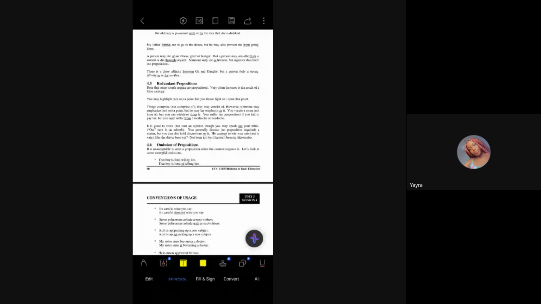Mostly we say this one, but that shouldn't be it. It should be: be careful of what you say, or be careful about what you say. So we ignore the preposition and we just go scot-free. Policemen collude armed robbers. No, collude with armed robbers. So these are some of the omissions that we also have to pay attention to. Let us read more so that we get understanding of it.